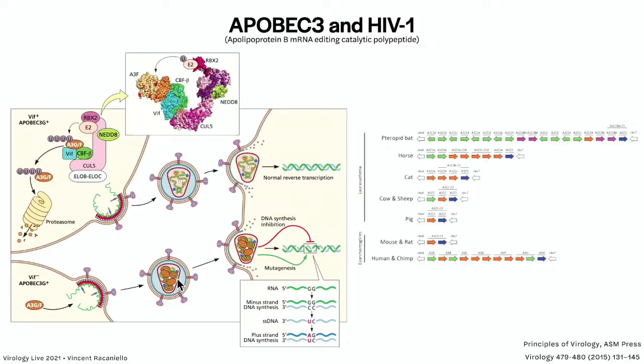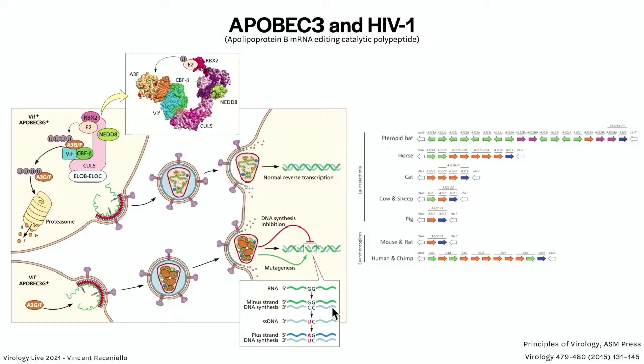When that virus infects a new cell, of course, the core of the particle is released into the cytoplasm. And remember, the first step is reverse transcription to make a DNA copy of that RNA, the viral RNA shown here in green. The DNA is in blue, so that's our first strand of DNA there. What this does is, here's the viral RNA, and now we have minus strand DNA synthesis. That's the first strand that's made.